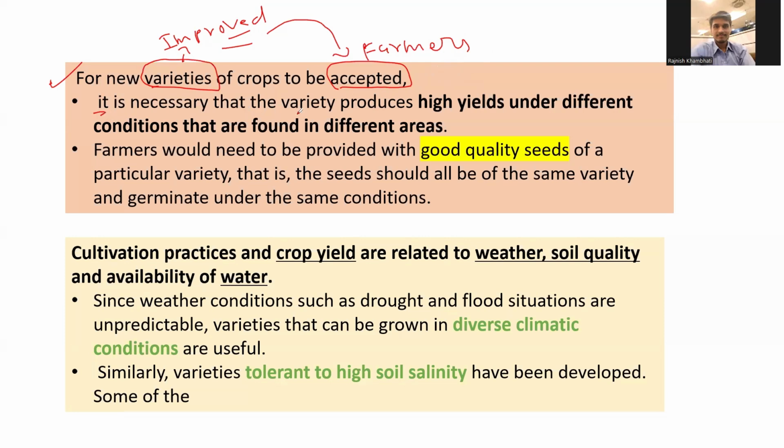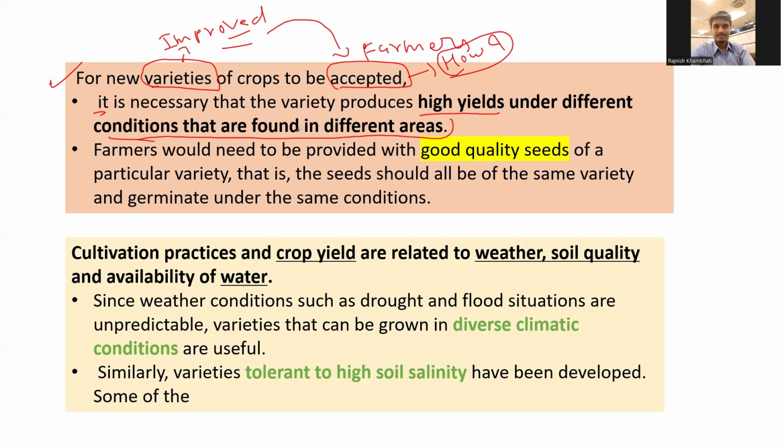It is necessary that the variety produces high yield. Okay, the farmers have to accept it. And how is it possible? How is it possible that a farmer can accept it? Okay, there are a few criteria. Now those few criteria are: number one, your new improved variety should give high yields under different weather conditions that are found in the different areas. Very important point.